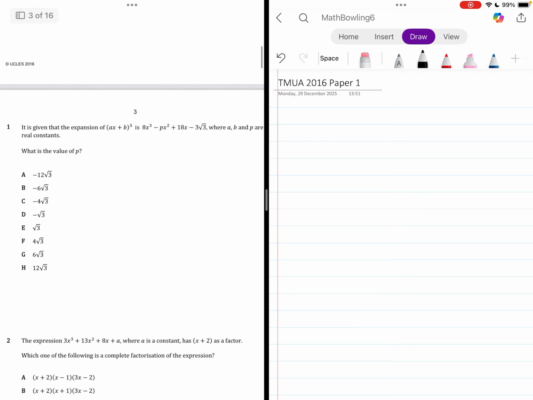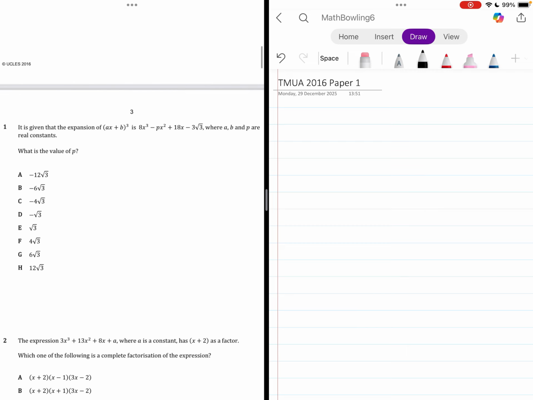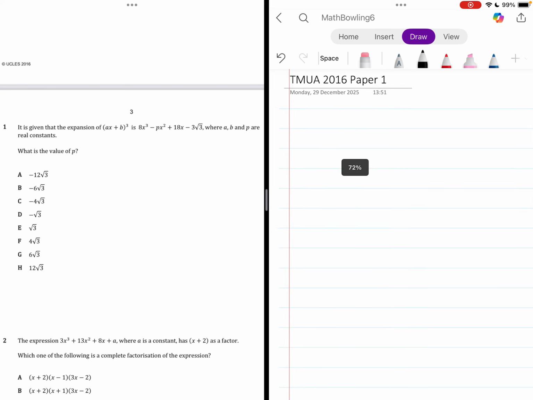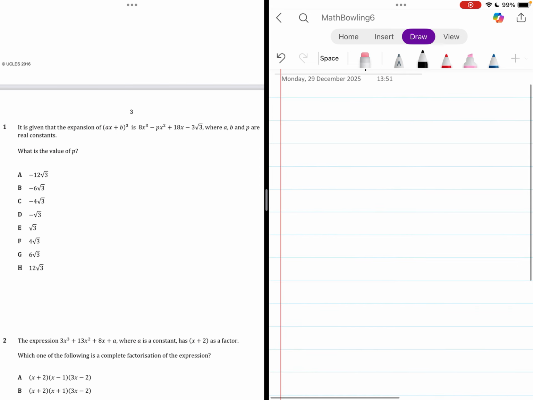I know some people like to start from the end and work backwards, but I think it's best to put ourselves in the actual test and start from question 1. So this question, first off, we know our binomial expansions, don't we? So let's just write out (ax + b)^3.